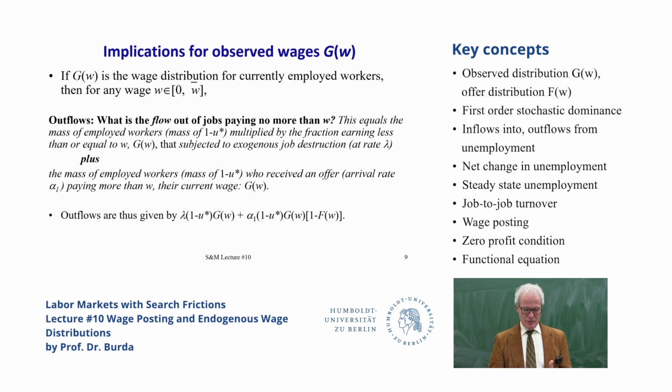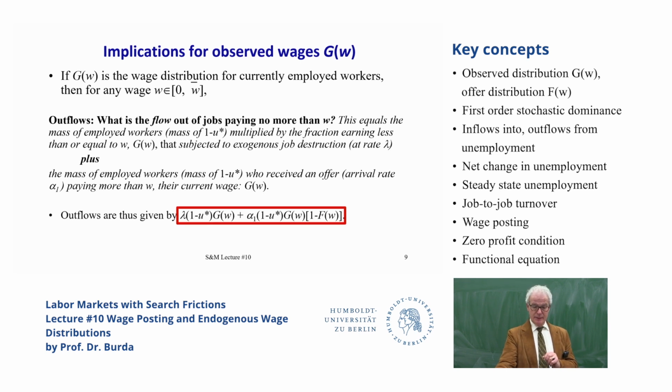The exogenous job destructions occur like lightning. You get struck by lightning, you go into unemployment. That's the first part. And the second part is you're working, you get this incidence at Poisson intensity alpha 1. The size of the people who are in the CDF that pay no more than W is 1 minus U star, and then you've got this G of W. And then if those people get a better offer, they're going to leave. So it has to be the case that the arrival was greater than W. That's the last piece. Okay?